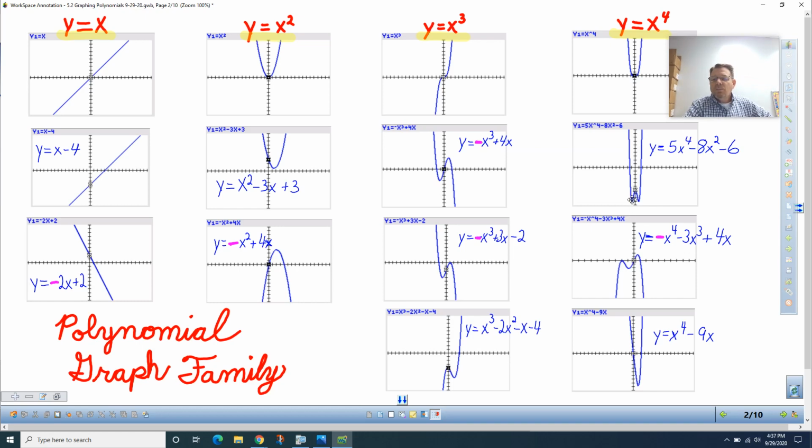Now let's look at this turning point. Is that the absolutely lowest spot you can go on this graph? Yes, it is. You can't go any lower than that. So that is a global minimum.